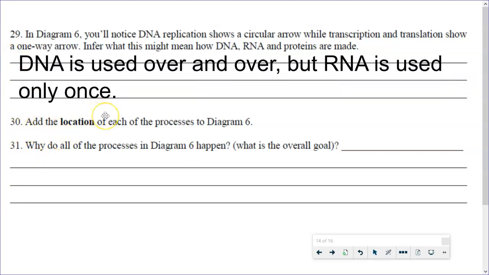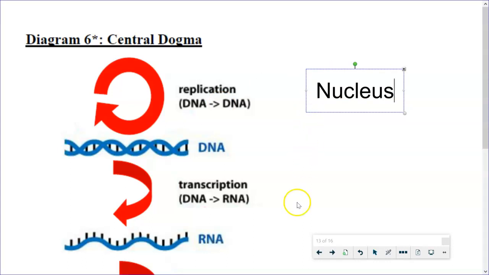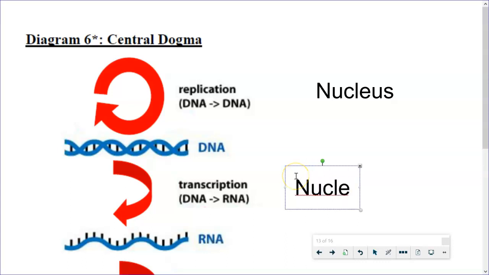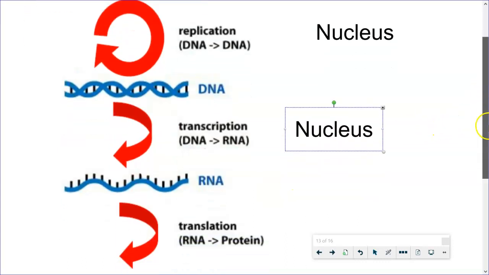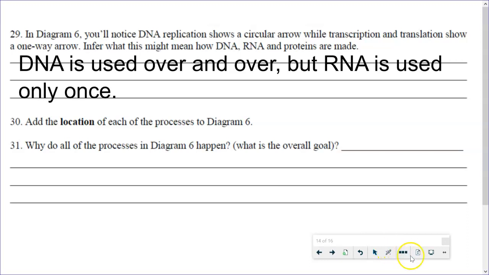Number 30, add the location of each process to diagram 6. So if we go back to diagram 6 here, replication is copying the DNA. DNA can only be in the nucleus, so that has to be in the nucleus. Transcription also has DNA involved. DNA never leaves the nucleus, so that has to be in the nucleus. But translation is going to happen at a ribosome. Okay. So we did those locations. So I can check that off because we put those on our picture.